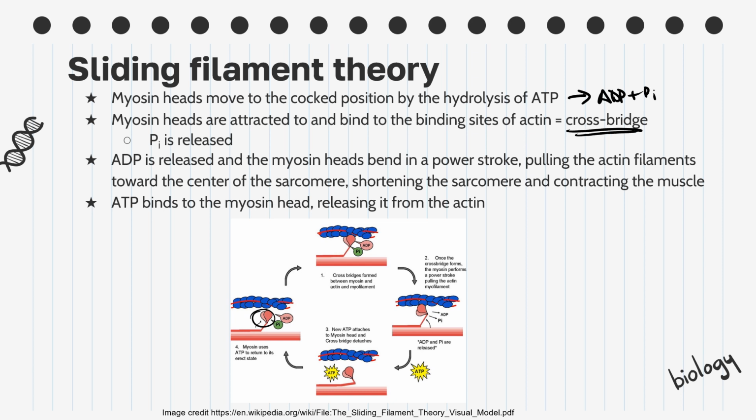When that happens, that's called a cross bridge, and that inorganic phosphate is released. And then the ADP is also released, and that allows those myosin heads to bend. We call that the power stroke, pulling the actin filaments to the center of that sarcomere toward the M line, shortening the H zone, shortening the whole entire sarcomere, which contracts the muscle. And then another ATP molecule comes in, binds to that myosin head. That myosin head is then released from the actin so that it can do it all over again.